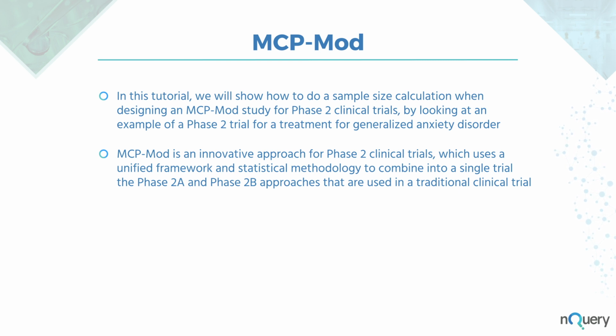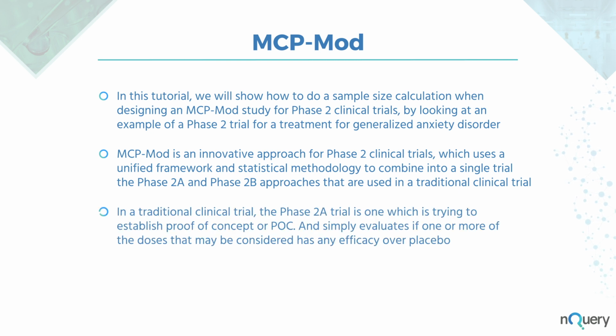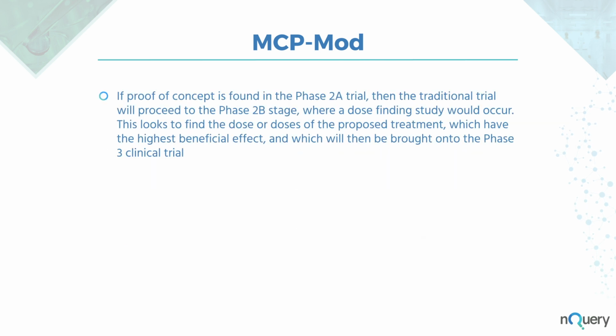to combine into a single trial the Phase 2A and Phase 2B approaches used traditionally. In a traditional clinical trial, the Phase 2A trial is one which is trying to establish proof of concept, or POC, and simply evaluates if one or more of the doses that may be considered has any efficacy over placebo. If proof of concept is found in the Phase 2A trial, the traditional trial would proceed to the Phase 2B stage, where a dose-finding study would occur which looks to find the dose or doses of the proposed treatment which have the highest beneficial effect and which are then brought onto the Phase 3 clinical trial.